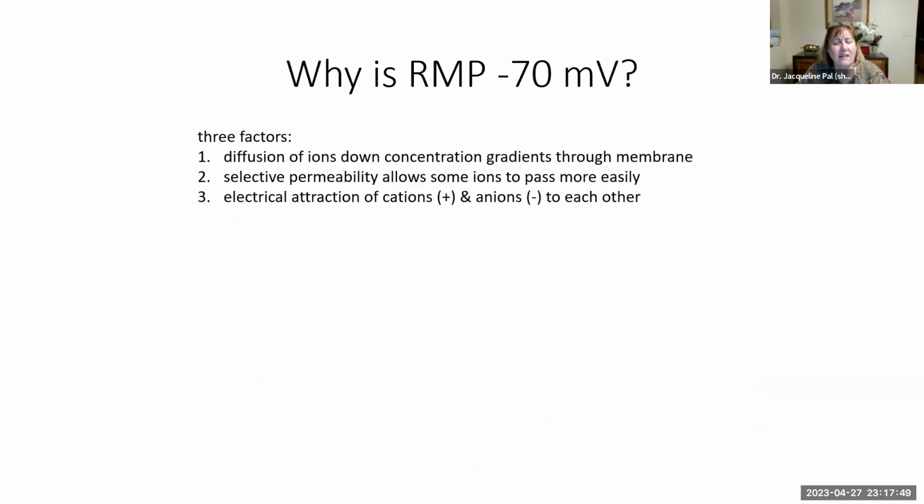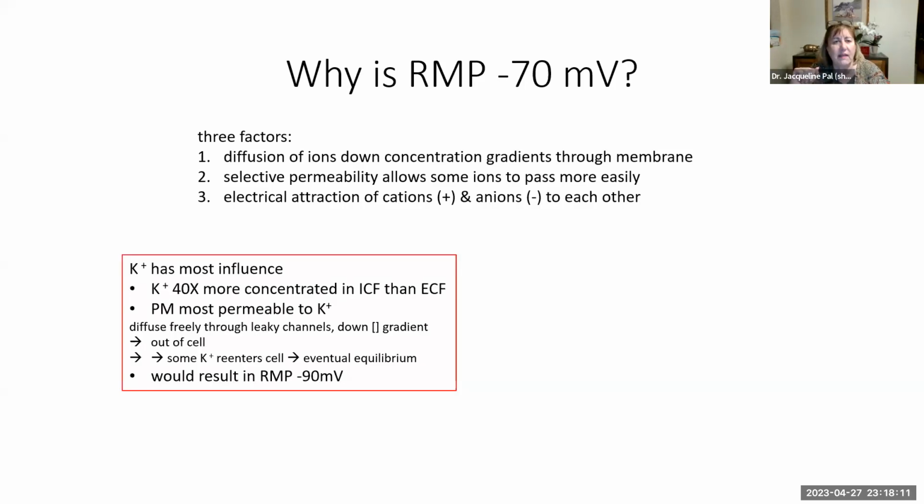So why is the resting membrane potential of a neuron minus 70? Well, there's 3 different factors that come into play. Diffusion of ions down the concentration gradients. There's some selective permeability, so some ions can cross easier than other ones. And then there's also some attractions of cations to anions. But let's talk specifically about the 3 ions in play here.